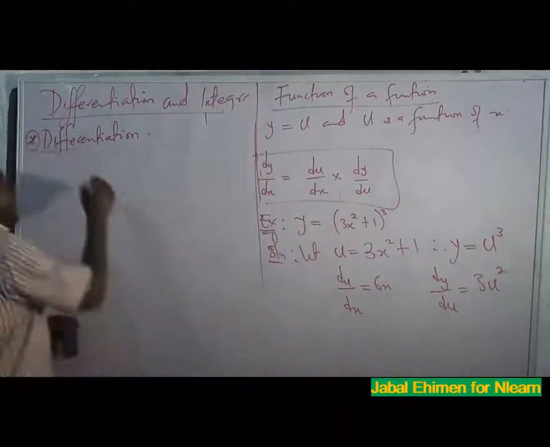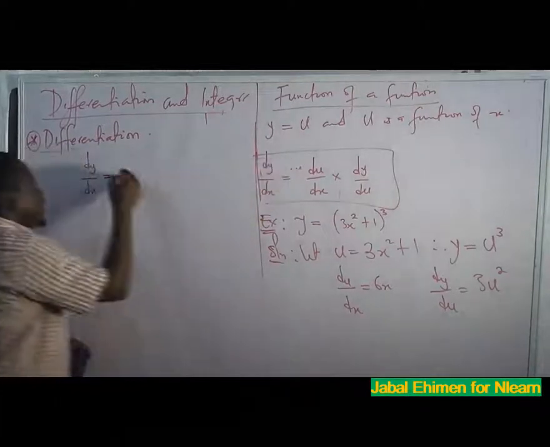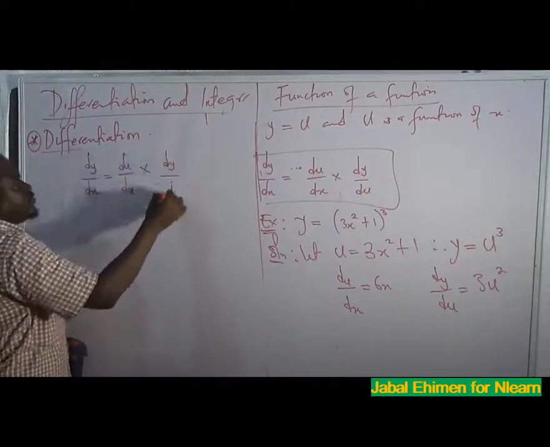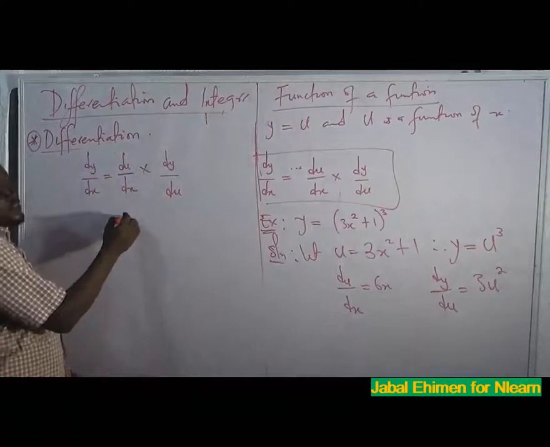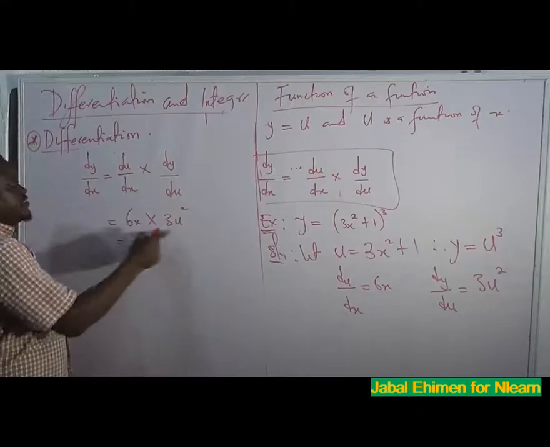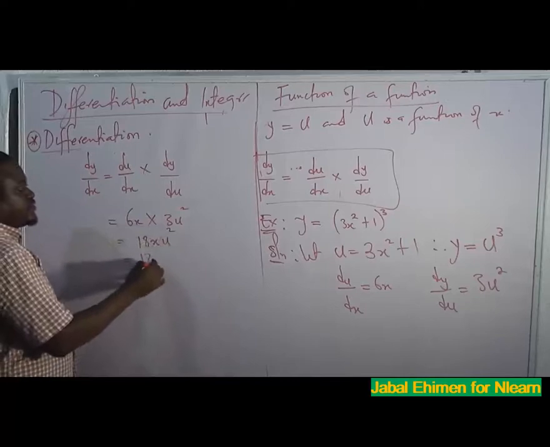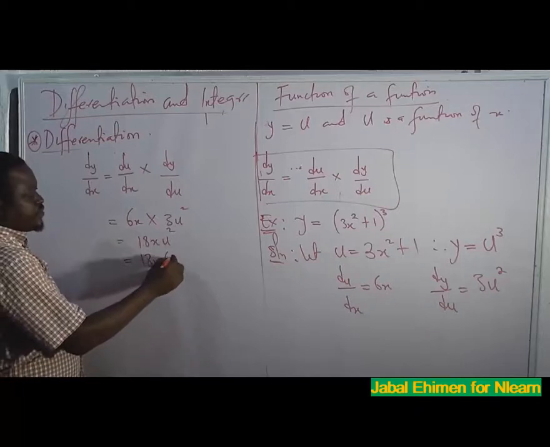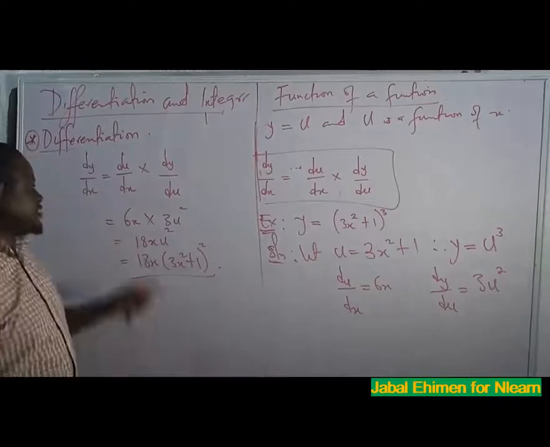So from there we have dy over dx equal to, applying your formula, du over dx times dy over du. So let's multiply them together. du over dx is 6x times 3u squared. 6 times 3 is 18x u squared. And finally, the u itself was represented with 3x squared plus 1, all squared. So that's the value. But that's simple enough.